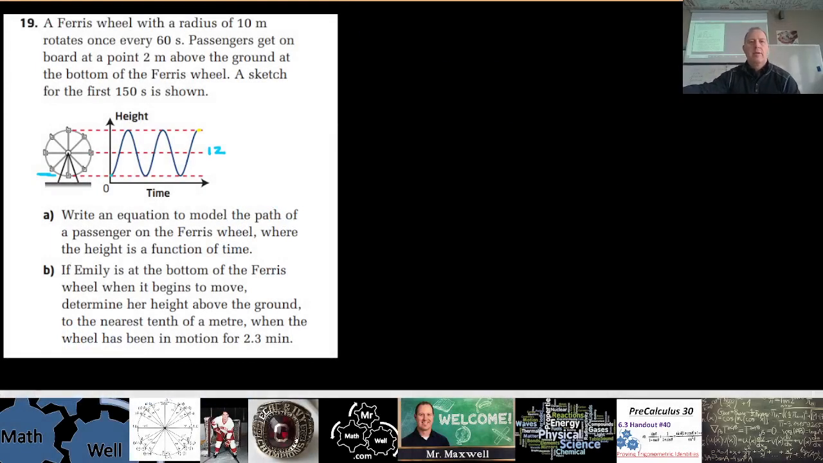All right, so pre-cal 35.4, number 19. And this talks about a Ferris wheel that has a radius of 10 meters. And you see the diagram here below. So the radius would be 10 meters from the center of the Ferris wheel.